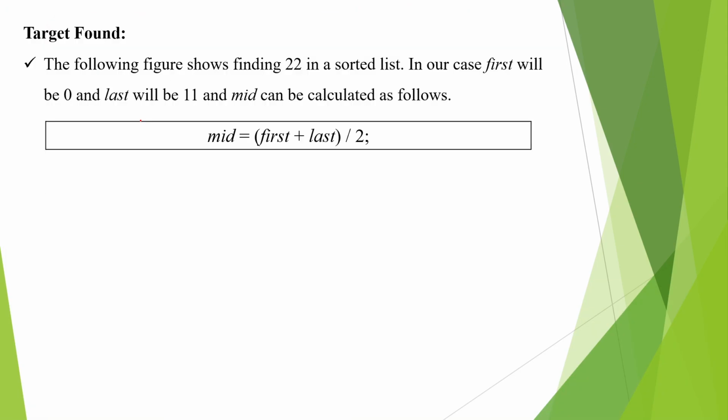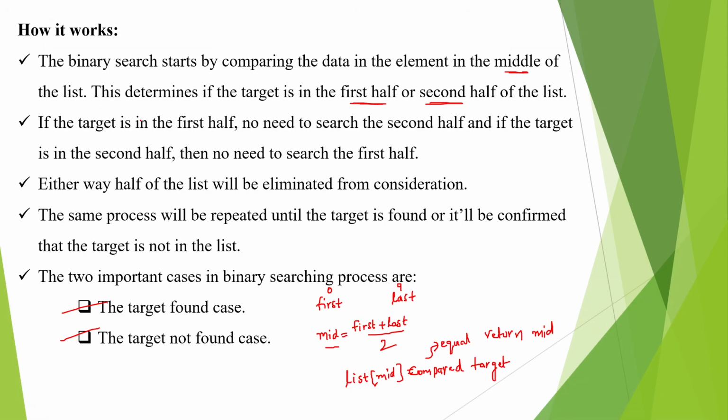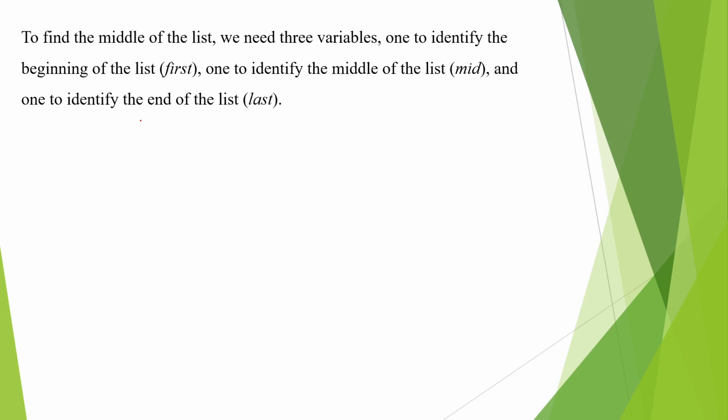So the same thing we will see here. See how it works. We calculate 3 things: first, the beginning of the list; last, the end of the list; and mid, the middle of the list. These 3 variables we maintain in the algorithm. First is always 0. Last is always maximum size minus 1. And mid will be first plus last divided by 2. And it is an integer value.